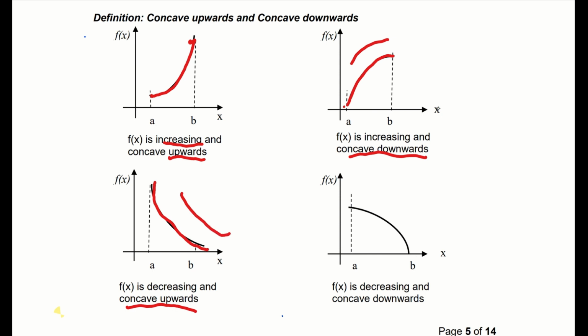For the last one, the graph is decreasing and concave downward. Why downward? Because the shape of the graph bends down like that.